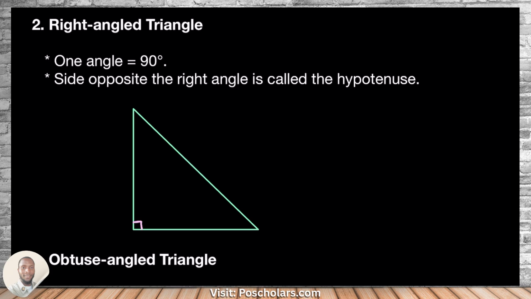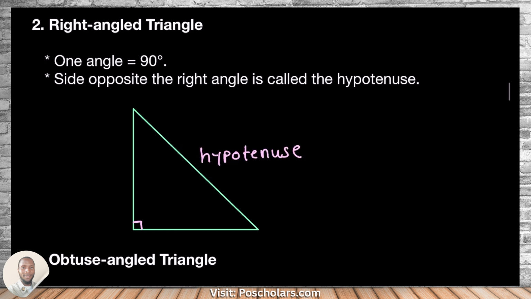Then the properties also say the side opposite the right angle is called the hypotenuse. That means this is the 90 degrees, right? The side opposite this 90 degrees is this particular side. So the name of this side is called hypotenuse, right? This is how you spell hypotenuse. So the name of this side is called hypotenuse.